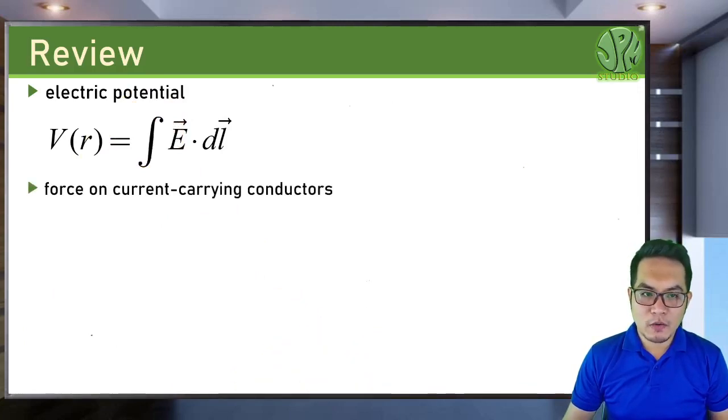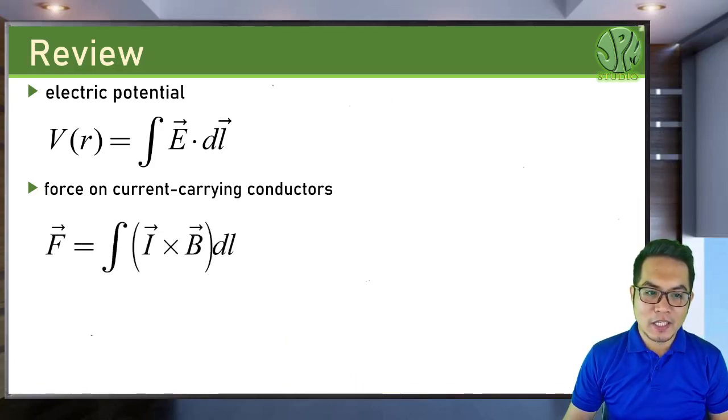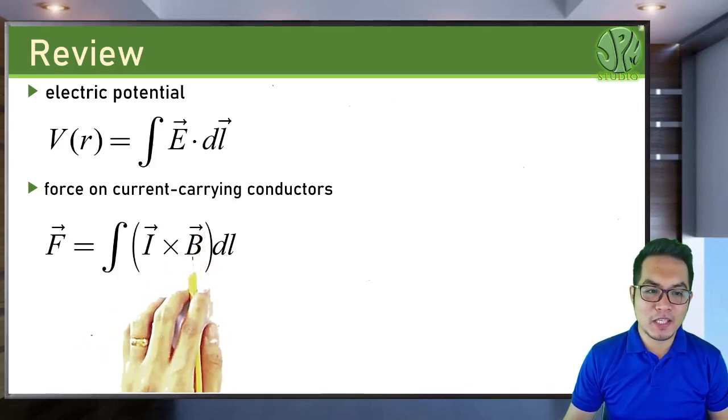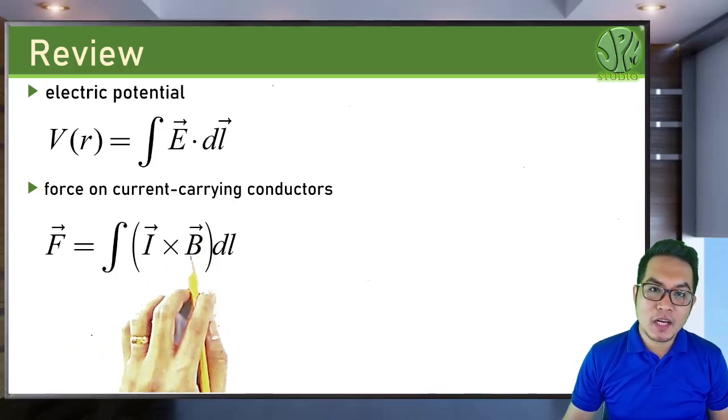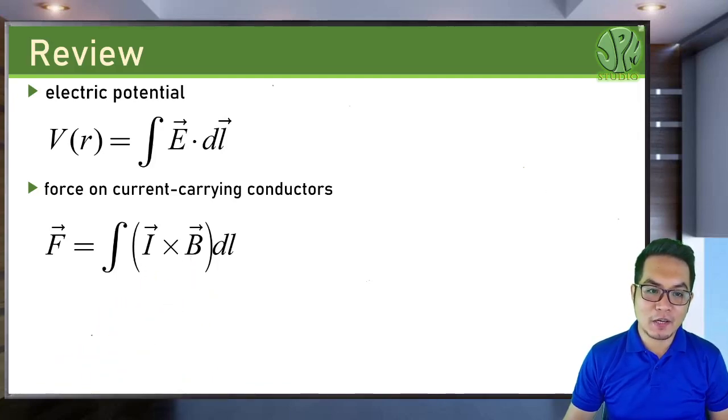We have also already discussed force on current carrying conductors. If you have a current carrying conductor and it is exposed to an external magnetic field B, then that current carrying conductor will experience a force equal to this integral, I cross B dl.